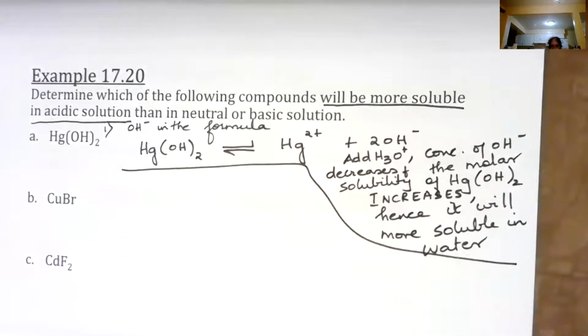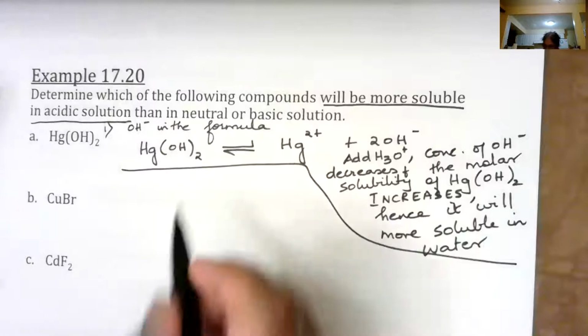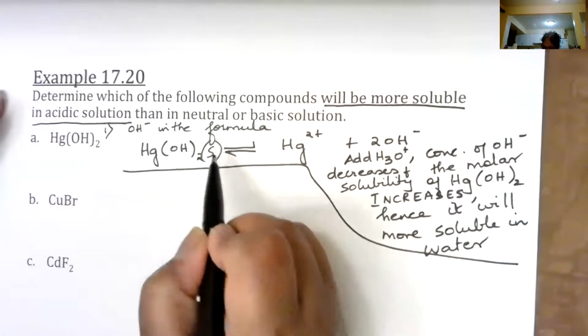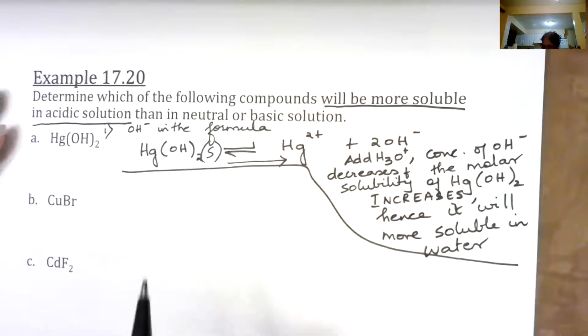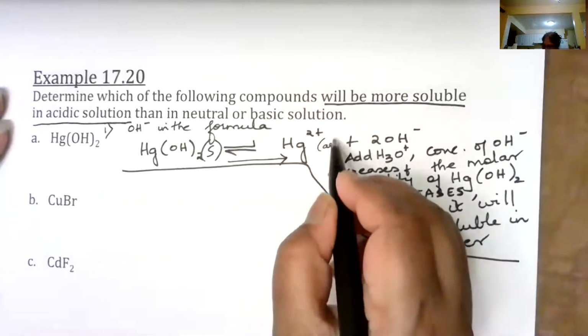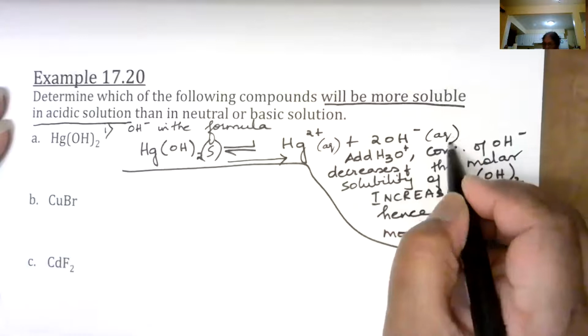It's similar to magnesium hydroxide. I don't see anything different. So anything that has an OH minus ion in the structure, when you add an acidic solution, then more of the solid will go into solution. More of this will go into solution. It shifts to the product side. Okay. Of course, you have to write (aq) and all that bit.